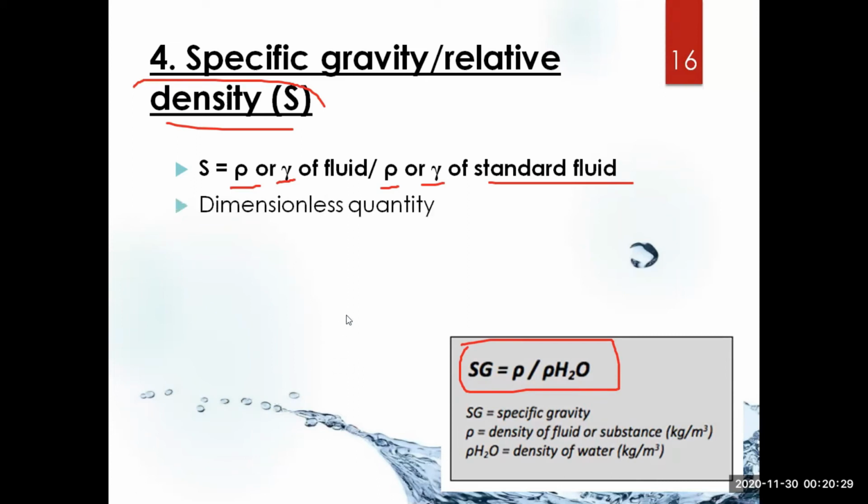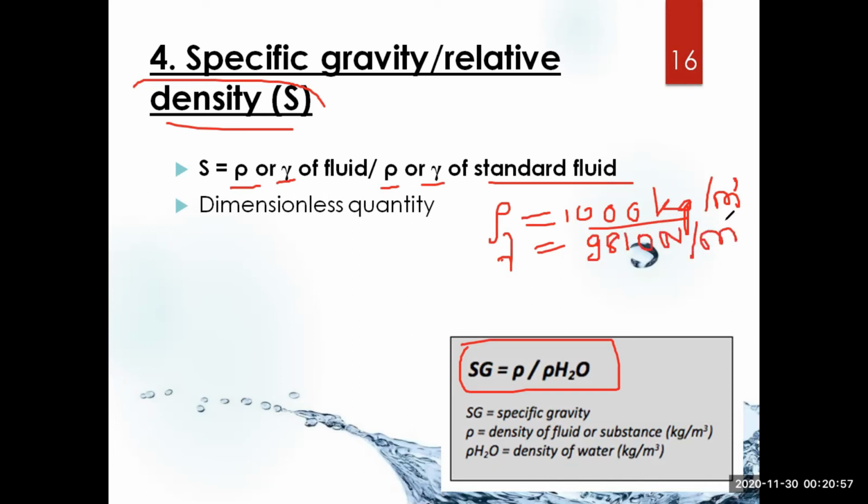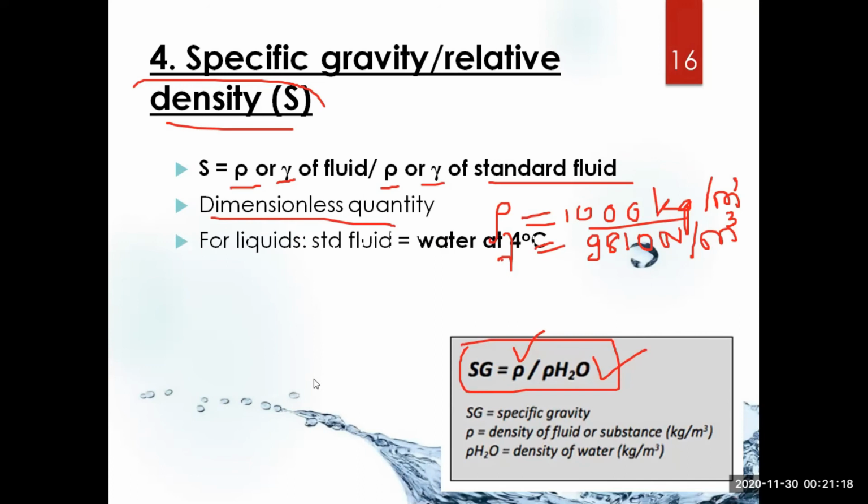So we know the density of water already, it is 1000. If you are using rho, the mass density, you have to consider the density of water, that is 1000 kg per meter cube. And if you are using gamma, the weight density, you have to consider 9810 newton per meter cube. Here, both the numerator and denominator are the same parameter, mass density by mass density or weight density by weight density. So specific gravity is a dimensionless quantity. Specific gravity has no unit.